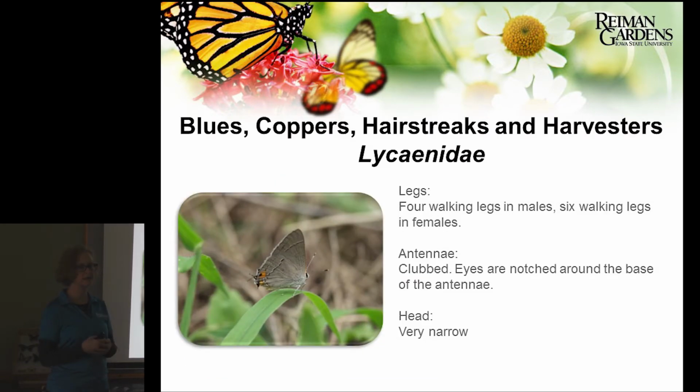All right, so the next family is the blues, coppers, hairstreaks, and harvesters. So these are the lycaenids. So these are very small butterflies. Their legs, they use 4 walking legs in the males, 6 walking legs in the females. So in this instance, you are able to actually determine the sex by the number of walking legs that they're using. The antennae are clubbed, and often they look striped like this one does. They have very, very narrow heads, and their antennae look like they actually sit right next to their eye.